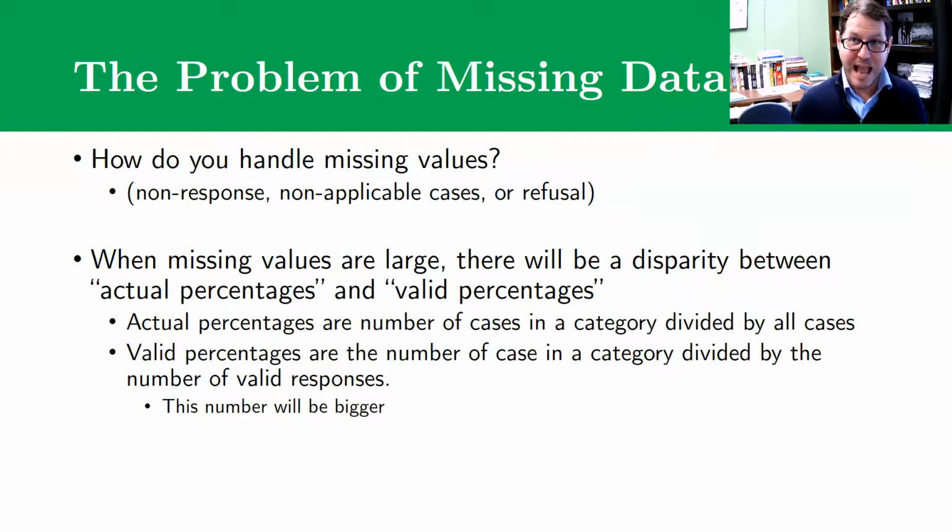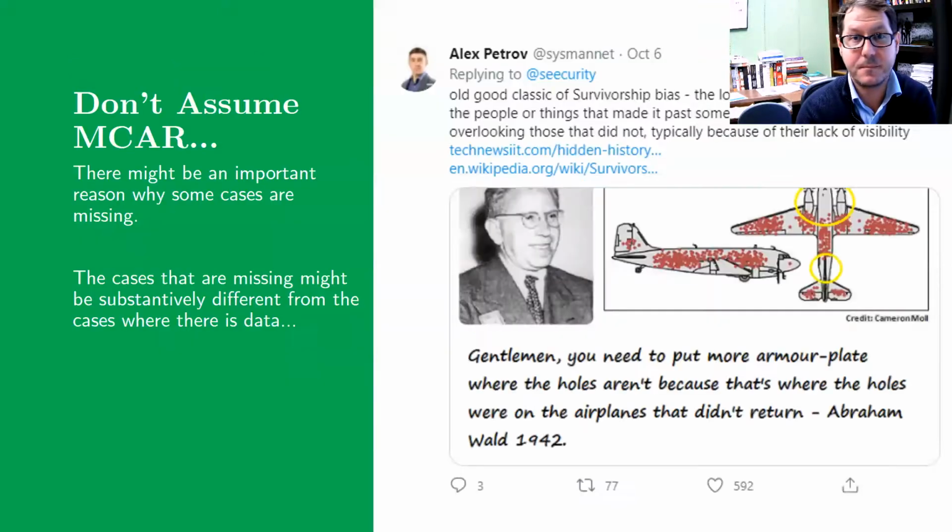And the gap between actual and valid percentages is going to change and get larger as we get more and more missing cases. So again, I think it's worth thinking about how we calculate basic statistics when we have large amounts of missing data and what story that's communicating or not communicating.